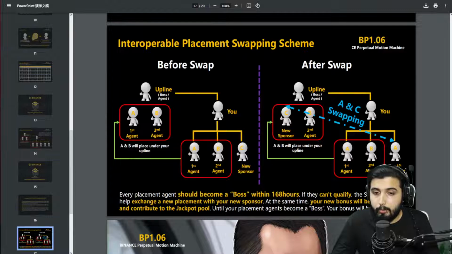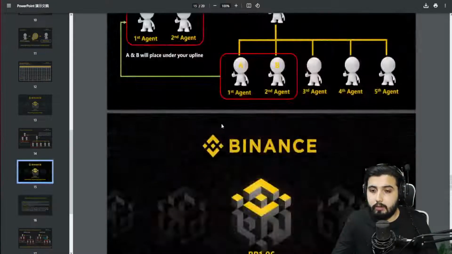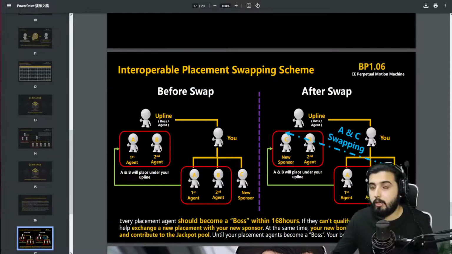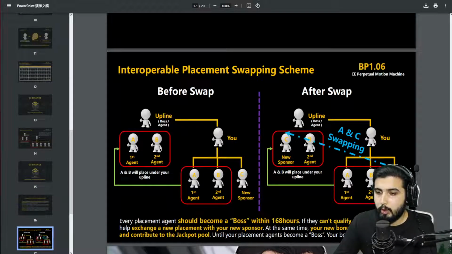So before the swap, what's happening? This is us. We referred a first agent, second agent, then there's another agent coming, and so forth. And these first two agents, based on this network assistance policy, are placed in the networking tree of the upline boss, which is right here. And after the swap, this first agent is swapped, A with C, the third agent. So this is what happens.